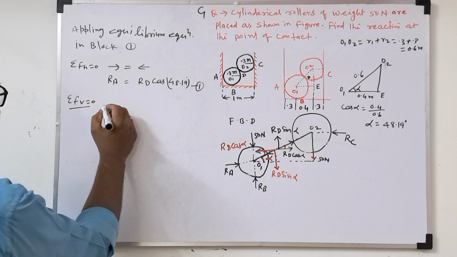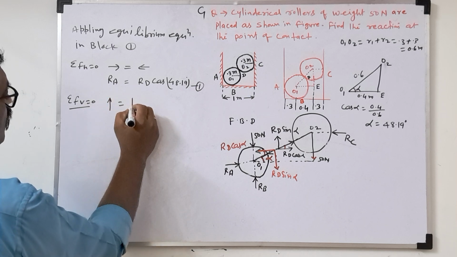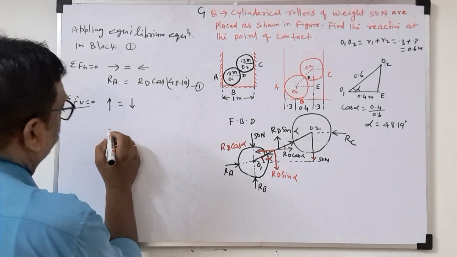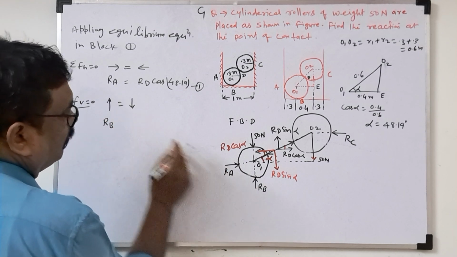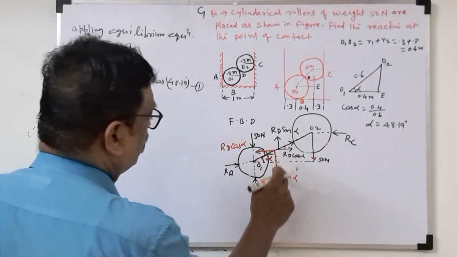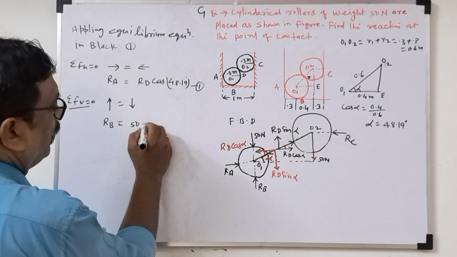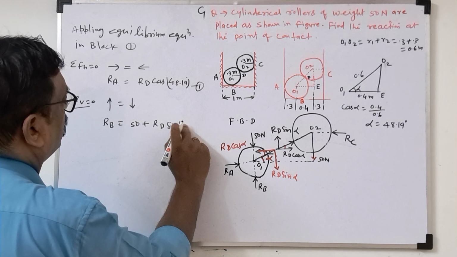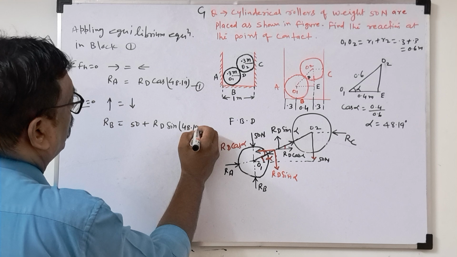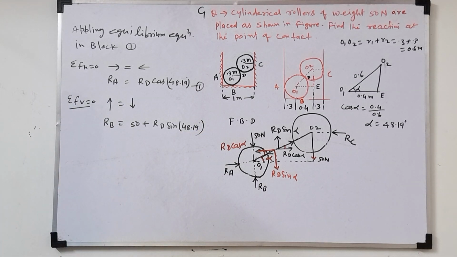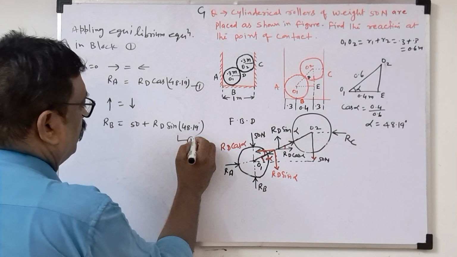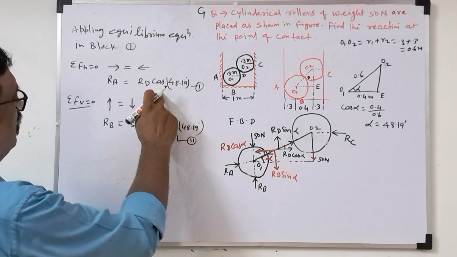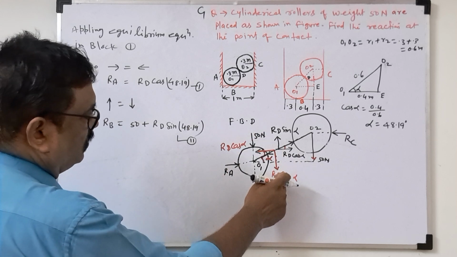Sigma Fv equal to 0. Now what will we write? Total upward force equals total downward force. Upward force going is Rb. Any other upward force? No. This and this are downward forces. So Rb equals 50 plus Rd sin 48.19 degrees. This is equation 2. For block 1: Ra equals Rd cos alpha horizontally, and vertically Rb equals 50 plus Rd sin alpha.